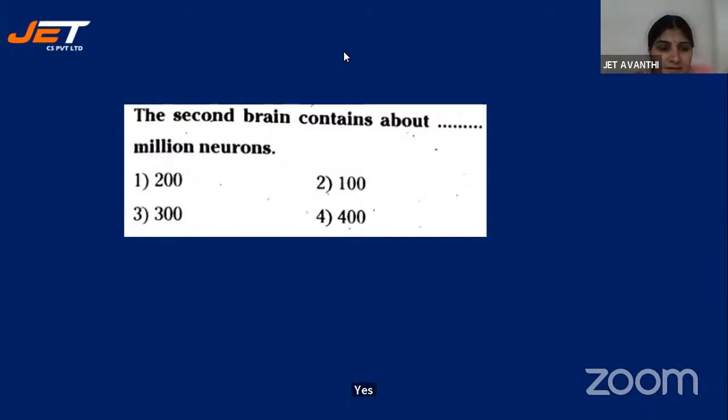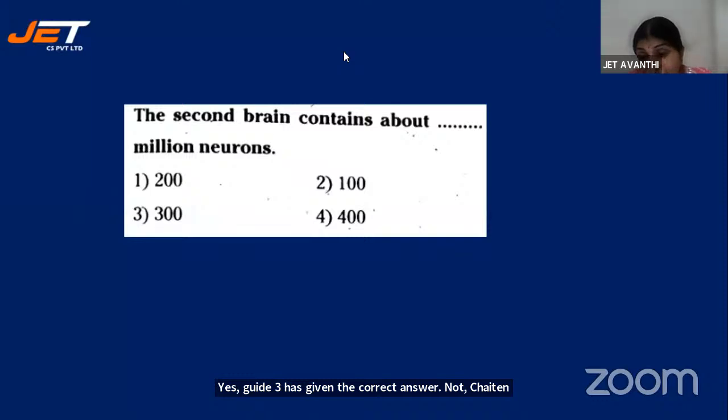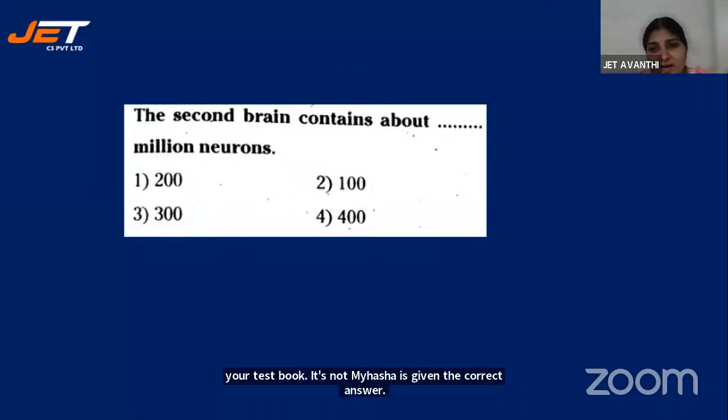Gayatri has given the correct answer. Ramcharan, think and refer to your textbook. Mahesh has given the correct answer till now. It is 100, children. 100 nerve cells.